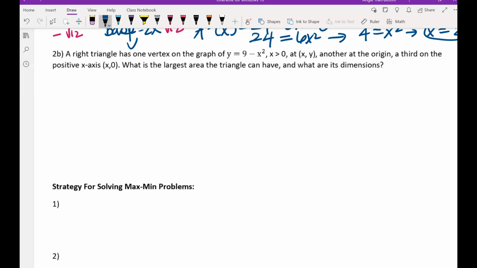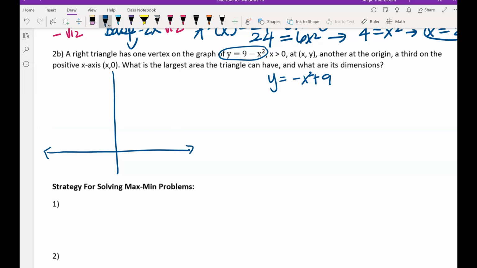Okay, to be said, a right triangle has one vertex on the graph of y equals 9 minus x squared. Normally when I see these, I write them in order and I graph them out. I'm going to move this down. The vertex is (0, 9), so I'm going to go 1, 2, 3, 4, 5, 6, 7, 8, 9.